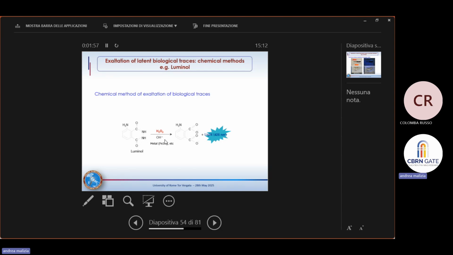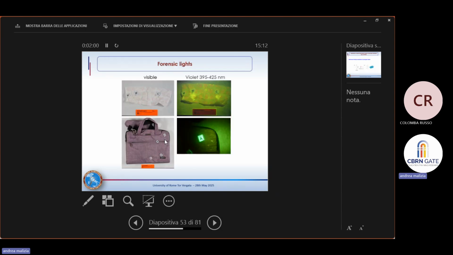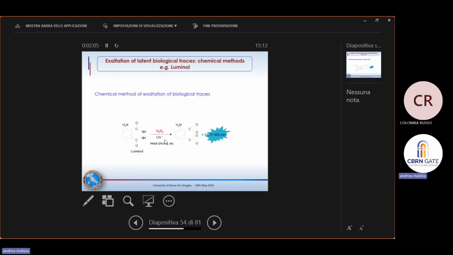Another thing: this is our physical way of enhancing biological traces, but you can also use chemical methods for the enhancement of biological traces, like luminol. Luminol is a chemiluminescence. So there are two reagents that react with each other and produce luminescence in presence of, for example, blood, in particular the heme of hemoglobin.